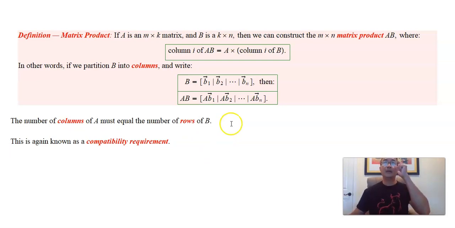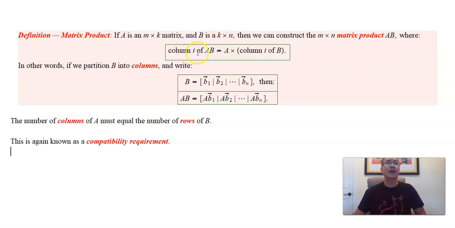If they're compatible, then we can construct the matrix product AB. How big will it be? It will be M rows by N columns. So where did the K go? Oh, it disappeared, kind of like before. Okay, how do you find this matrix product?